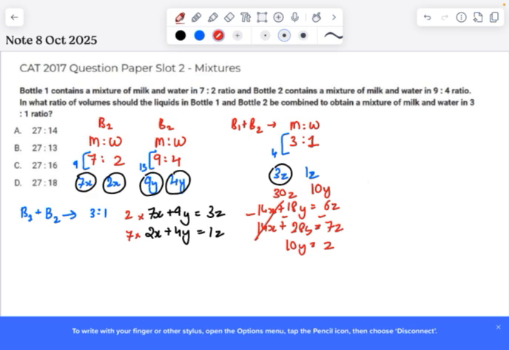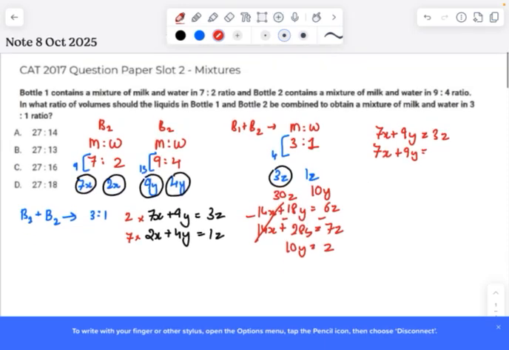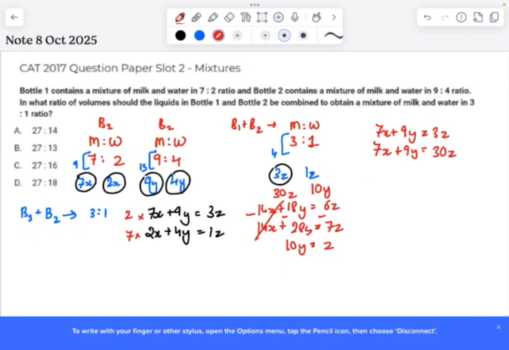Now again, the first equation was 7x plus 9y is equal to 3z, that is 30y, and 7x would now become 21y, or x would become nothing but 3y. So now I've converted everything into a common variable, that is y. Now what was given was in what ratio bottle 1 and bottle 2 should be mixed to get 3:1.